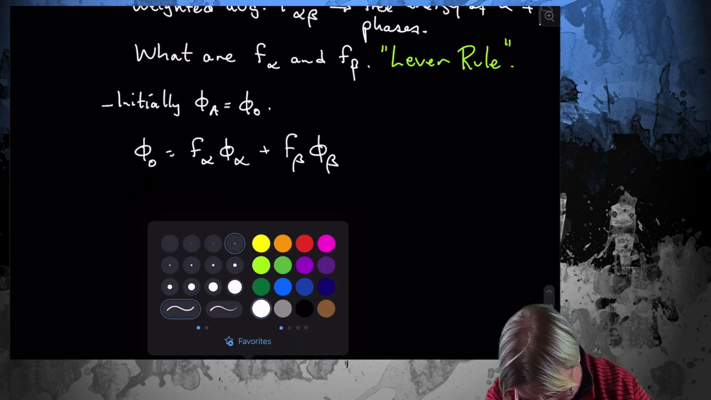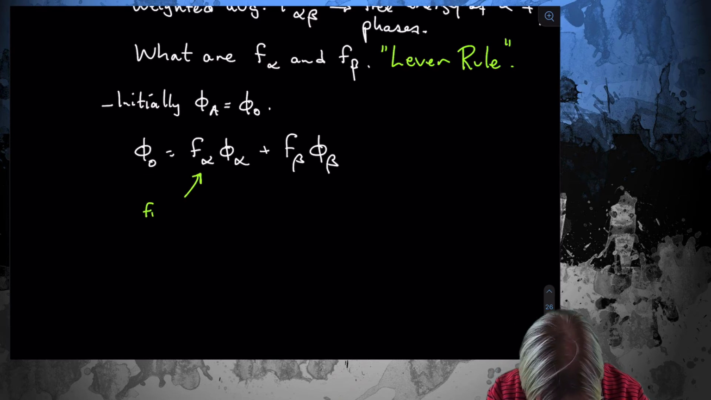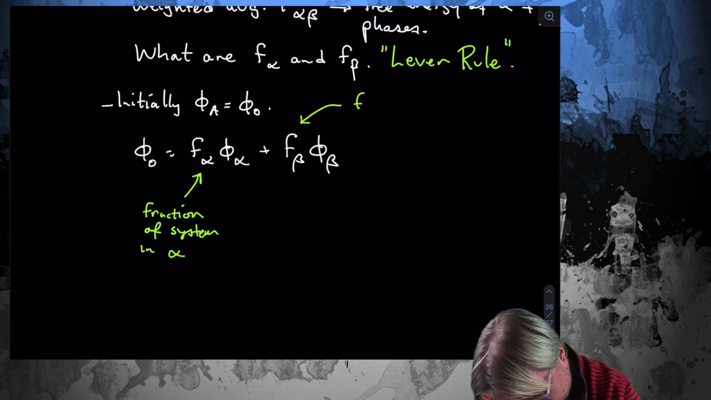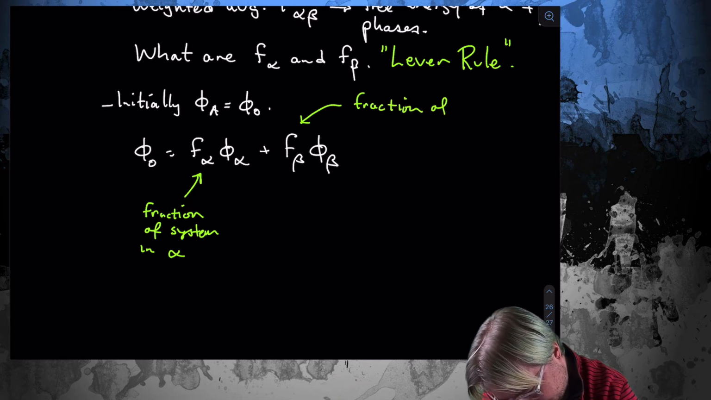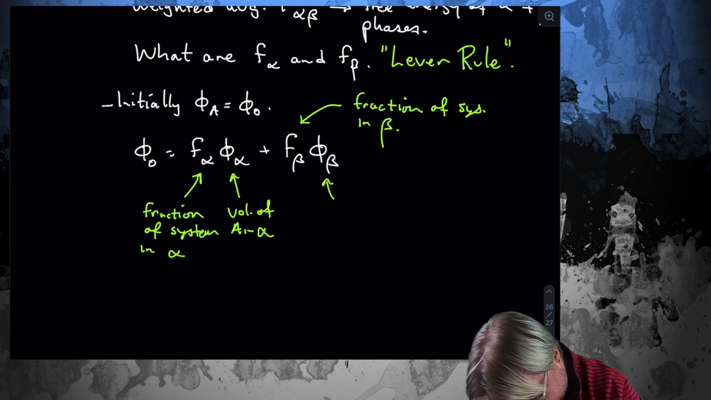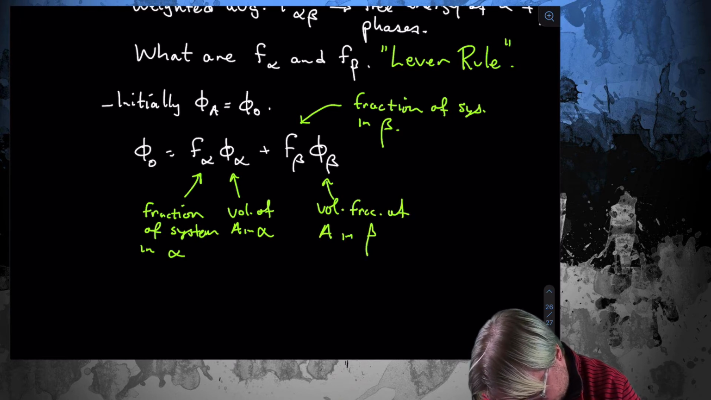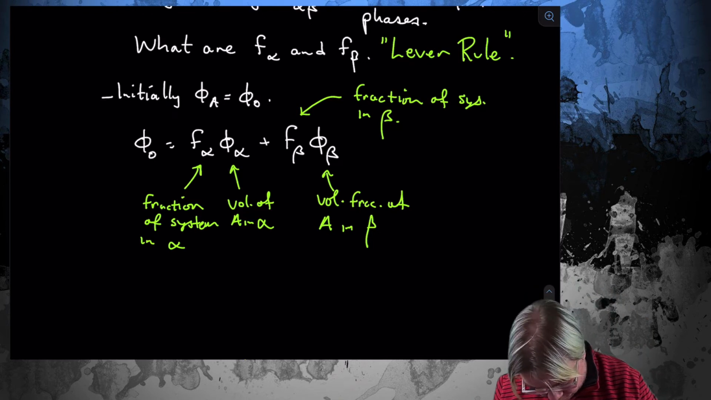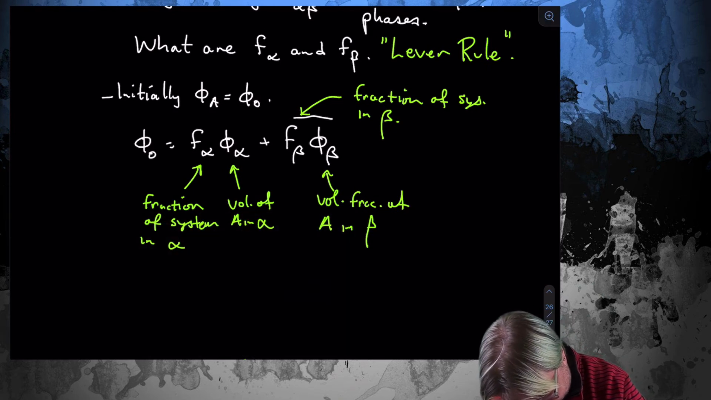In fact, let me even put some words to this. This is the fraction of the system in alpha. This is the fraction of the system in beta. And this is the volume fraction of A in the alpha phase. And this is the volume fraction of A in the beta phase. Okay, so this will be how I take my weighted average, sort of.